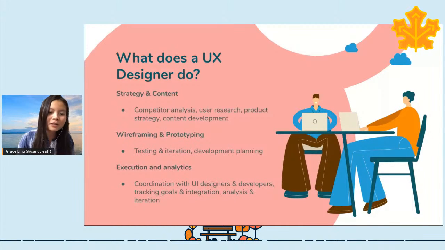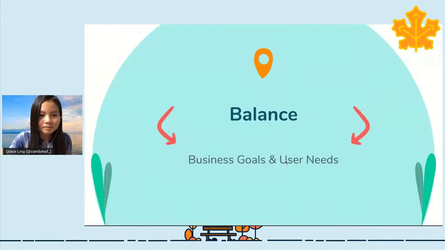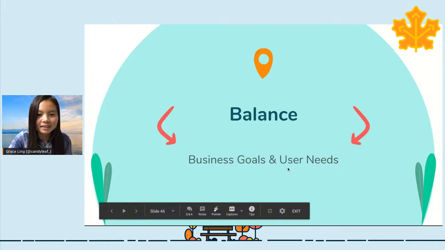And also coordination and execution analysis, meaning working with other UI designers and developers, tracking goals, and analysis. Basically with the product end to end, as a designer you are really with that product through all parts of the cycle. So it's super important to know the product left and right, up and down, everything about that product. To sum it up, it's balancing business goals and user needs while keeping technical limitations in mind.